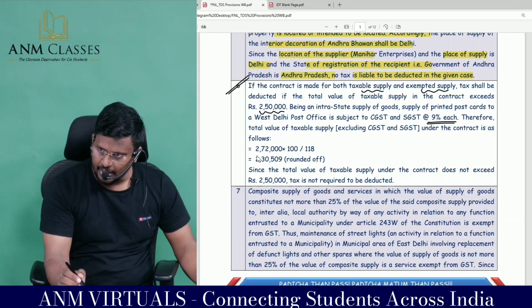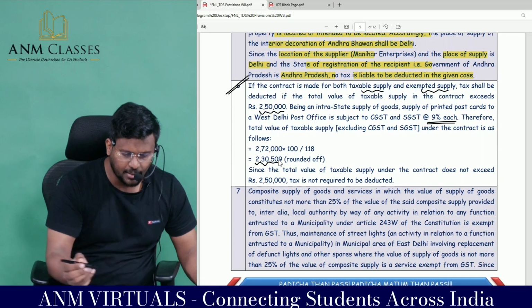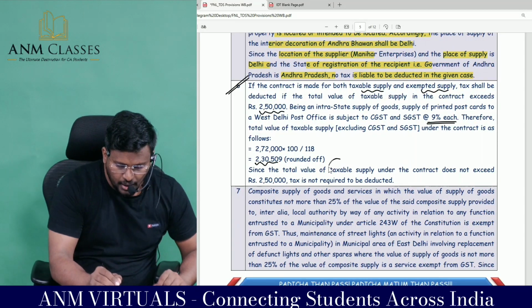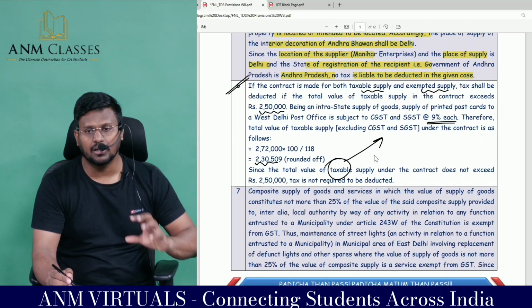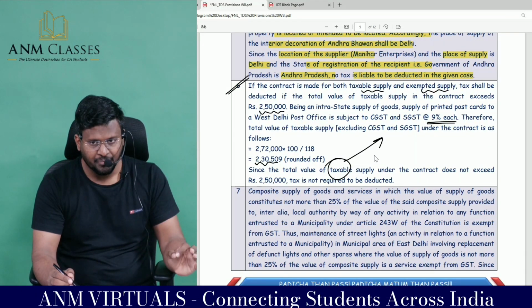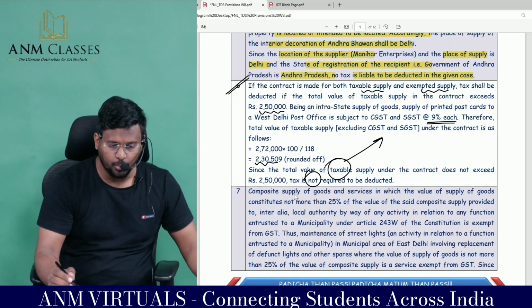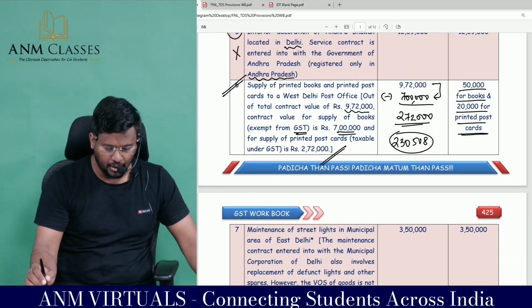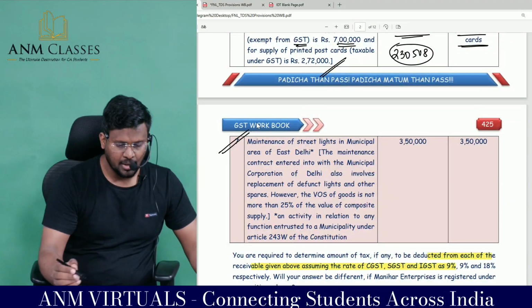2,72,000 divided by 118 into 100 comes to only 2 lakh. Since the total value of taxable supply under the contract does not exceed the threshold, tax is not required to be deducted. Shall I move into the last adjustment?